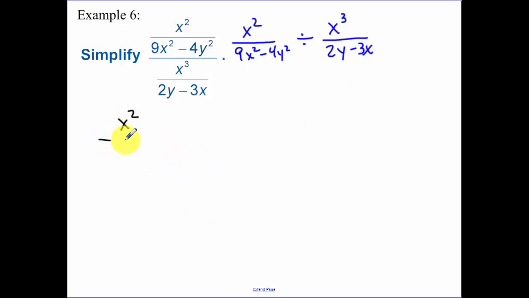Okay, our next one. This one is really a division. Take the numerator, which is x squared divided by 9x squared minus 4y squared. That's really a divided by sign. Divided by the bottom, x cubed times 2y minus 3x. So again, it's that same process. Keep the first one the same. Change your sign to multiplication and flip the second one.